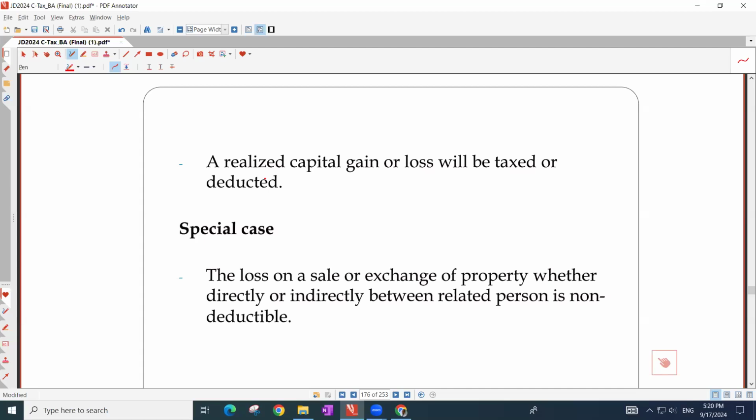Yeah, we discussed earlier that there's a special case. If we sell or exchange properties, which means mainly immovable properties, directly or indirectly between related parties, and we record a loss on that disposal, the loss is not deductible from a tax perspective.